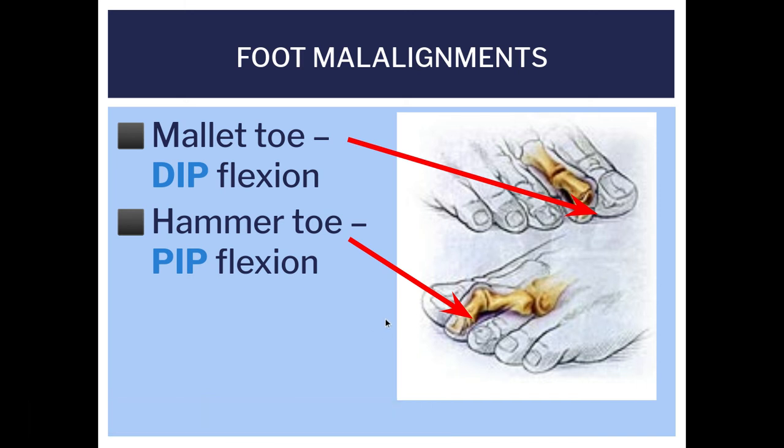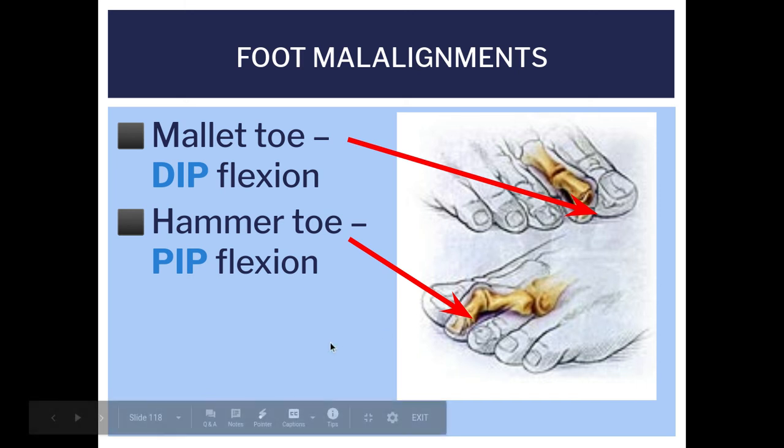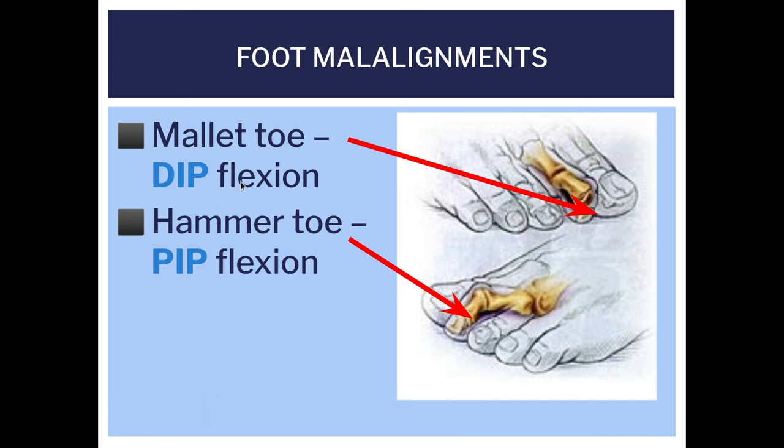You can also have malalignments in your toes. If you have a malalignment in your toe at the DIP joint, the DIP is the furthest part away from your body, so that's your distal phalanx, that is called mallet toe. Basically, that joint is just stuck in flexion. And then you can have where you have a joint stuck in flexion, but instead of it being the DIP joint, it's going to be your PIP joint. Both of these can cause issues when it comes to running. You can have a lot of pain at the toe joint.